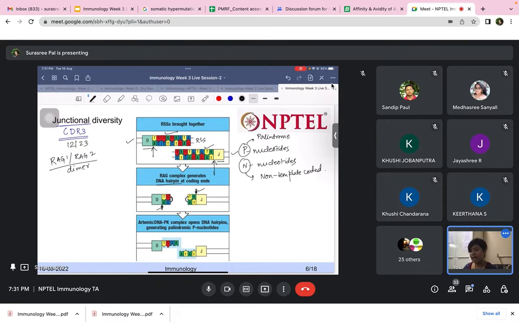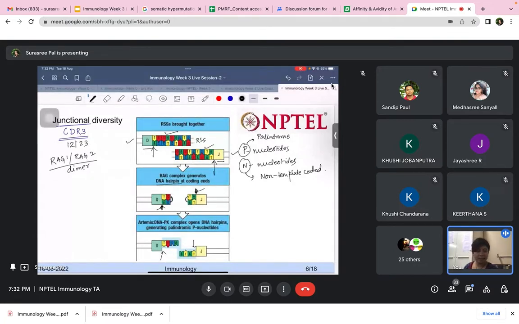All right, and then there is actually a cascade of events that take place, and here the Artemis and DNA-PK complex, so DNA protein kinase complex along with the Artemis complex, actually helps to open the DNA hairpins. So when this opening of the DNA hairpin takes place, see here, these are the points where the DNA hairpins are being opened, and the result you can see here.